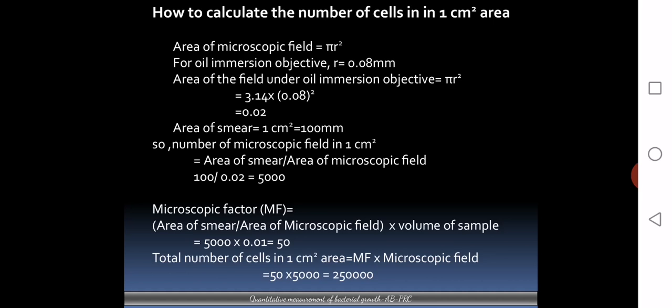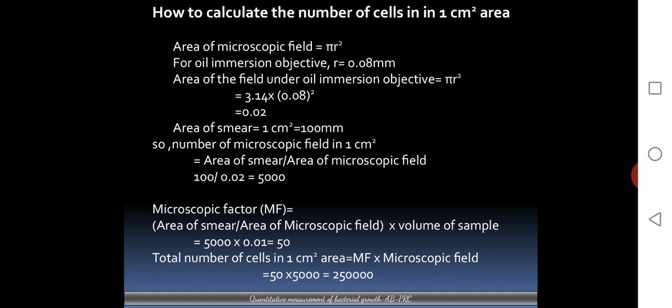Okay, and the area of the smear, if it is 1 centimeter square, that you can fix, whether 1 centimeter square or even less or higher. If it is 1 centimeter square, the total number of microscopic fields in 1 centimeter square will be around 5,000, right? And we use a term called microscopic factor. This is nothing but the area of smear divided by the area of the microscopic field into the volume of the sample. That is the microscopic factor. That will give you a number 50.